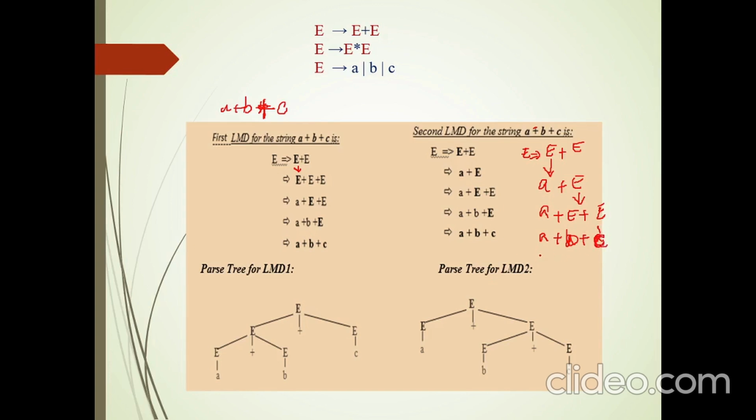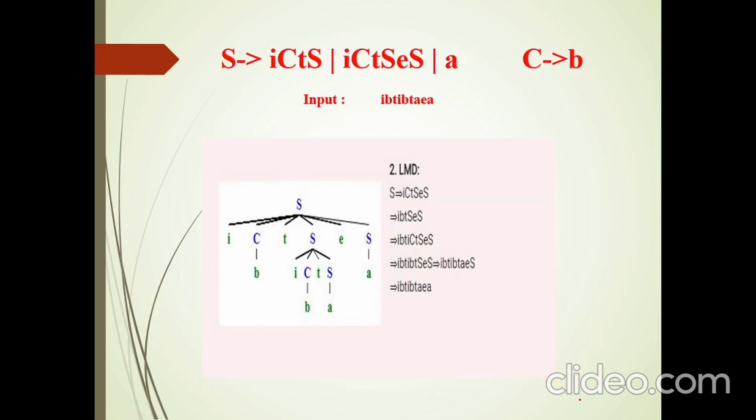Since there are two ways you can obtain LMD, I can write two parse trees too. So, this is one more example, and let's see the last example. S gives ICTS or ICTSES or A, C gives B. So, this is the grammar, and the input is IBTIBTAEA. Show that the following grammar is ambiguous.